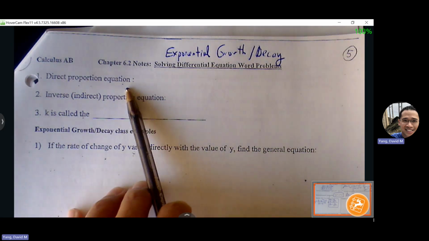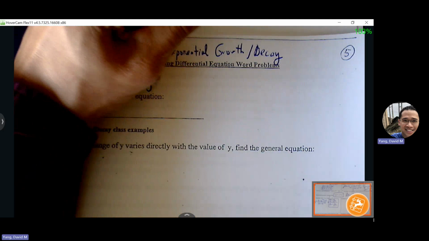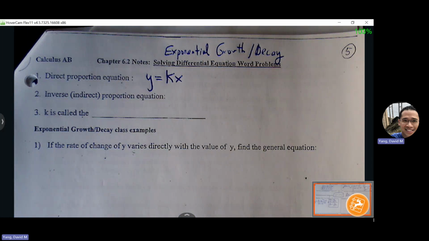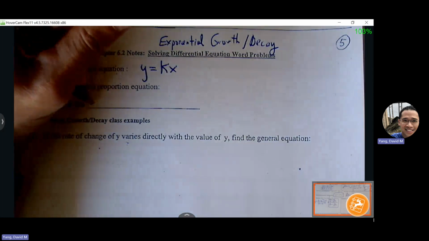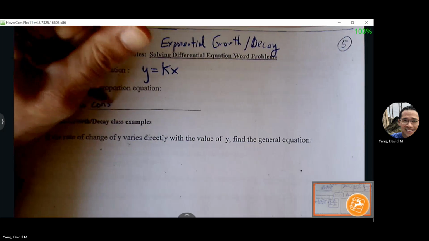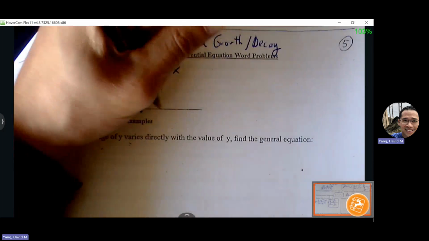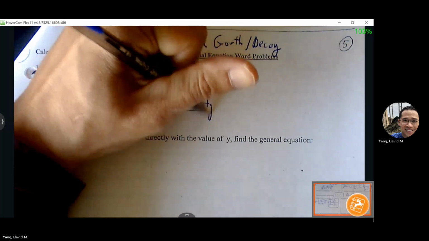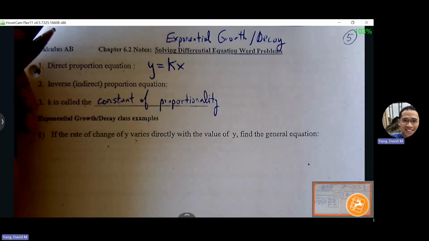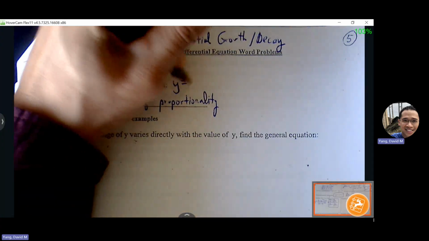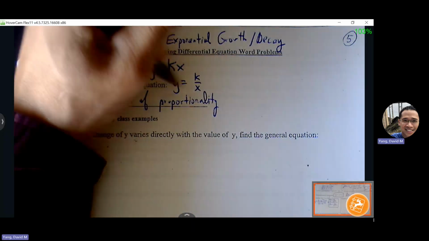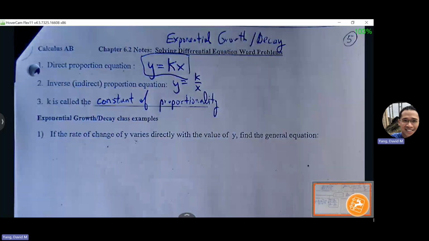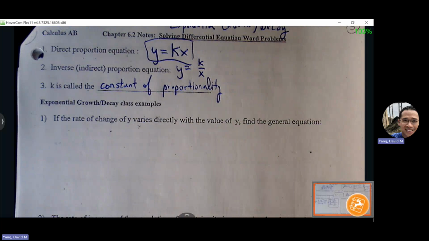Direct proportion equations look like y equals kx, where y and x are directly related to each other, and k is called the constant of proportionality. Inverse or indirect proportion is y equals k over x, where y and x are in the numerator and denominator on opposite sides. But typically, most of our equations are going to hang out in that direct proportion form.